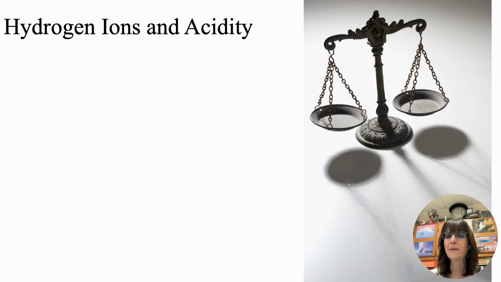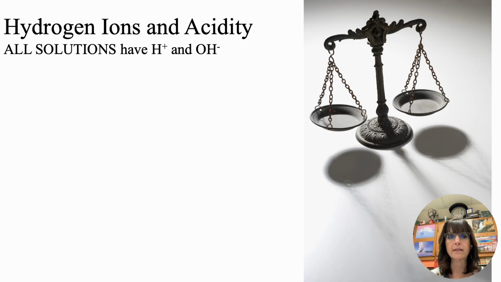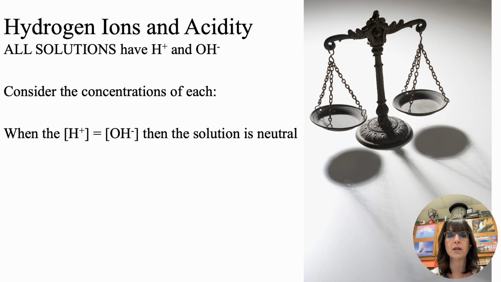As I'm sure you're expecting, there is a math component to acids and bases. The first thing we want to do is we want to be able to look at the number of hydrogen ions versus the number of hydroxide ions and whether or not something is an acid or a base. Now, just know this. All solutions have hydrogen ions and hydroxide ions. No solution has just one or the other. They're always both there, but they're not necessarily in equal concentrations.